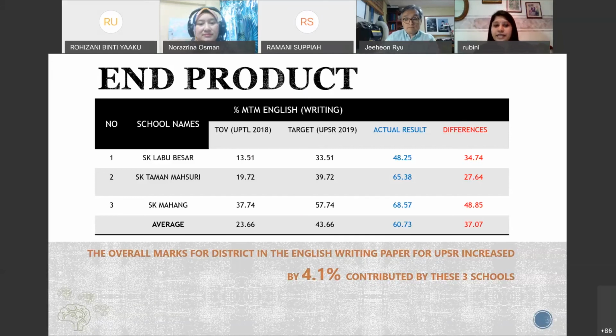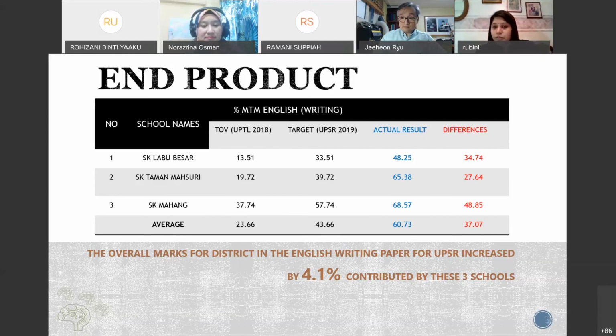This is an incredible success for us, and I was very happy with the end product, but all the credit goes to the teachers, because I know how hard they work at school. But I believe that this was achieved because of the team in the school, and also with the master trainers. And out of this end product, the overall marks for districts in the English writing paper for UPSR actually increased by 4.1%, contributed by these 3 schools.